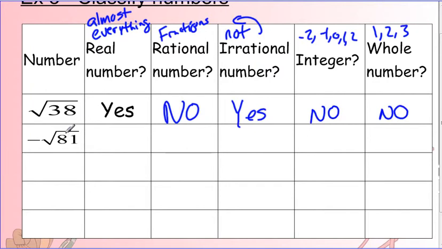Alright. Negative square root of 81. Real number? Yep. Rational? Can we take the square root of 81 and get a nice, pretty number? Yes. We get -9. So this is equal to -9, so yes, we can write that as a fraction. Is it irrational? No, because these two are opposites. Is it an integer, positive or negative? Yes. Is it a whole number, which are only positives? No.